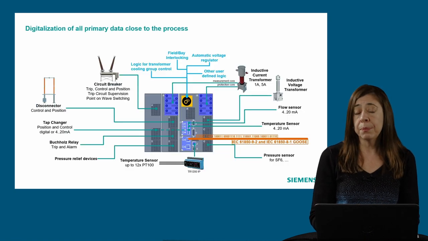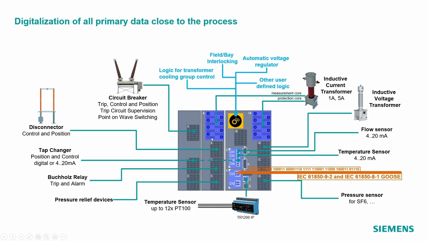Let's see this example where this merging unit is used for a power transformer. So here you can see the connection to the current transformer, to the voltage transformer, the connection to different types of sensors like flow, temperature, pressure, the connection to the mechanical trips of the transformer, also to the information of the circuit breaker and disconnector.